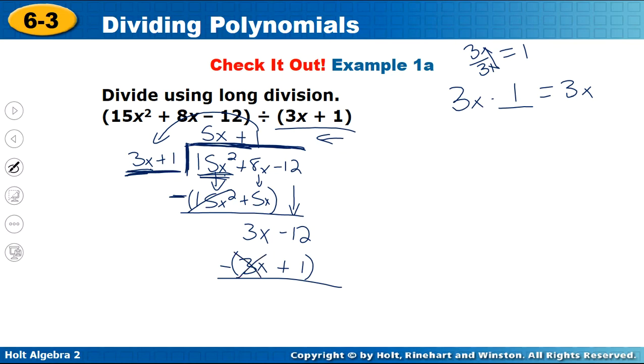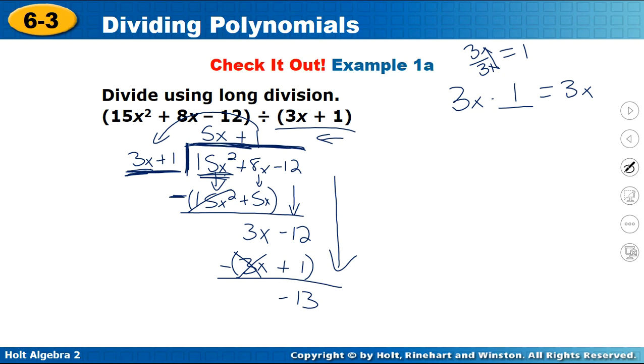Now, negative 12 minus 1 is negative 13. All right? Now, there's nothing left to do. Right? There's no more numbers to bring down anywhere. There's no more x terms in my answer here. All I have is negative 13 at the end. This is known as my remainder. Okay?